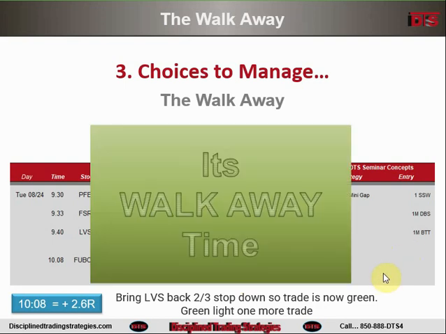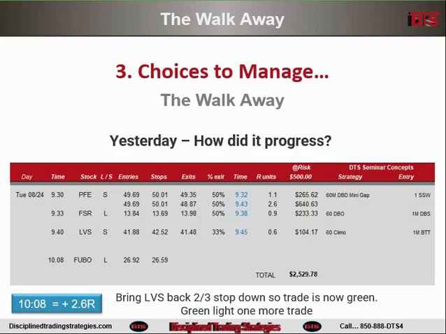So Fubo will enter. It's walkaway time, 10:10, 10:15. It's walkaway time at 10:10. I sat and chatted with the room a little bit, ran over trades, that type of thing, but it's walkaway time. Nothing I can do. Stops are in place. I adjusted stops on FSR and LVS, I don't remember where that was exactly at that moment. And Fubo is a totally open trade that could fully stop out if it wanted to.